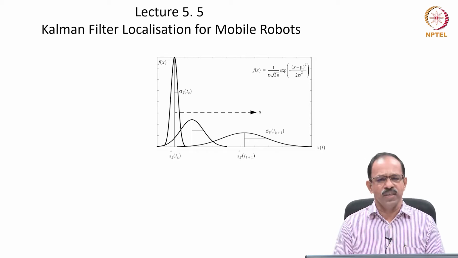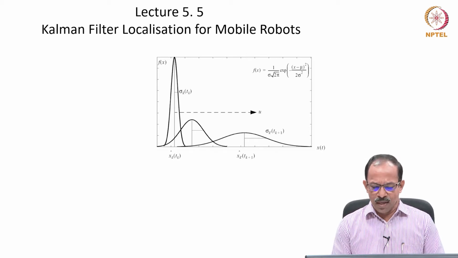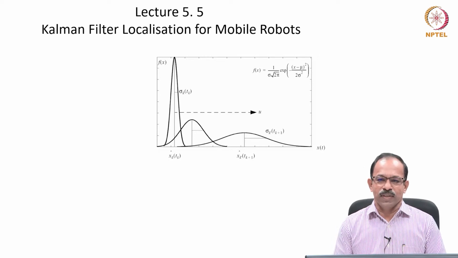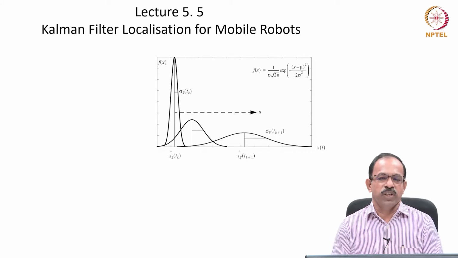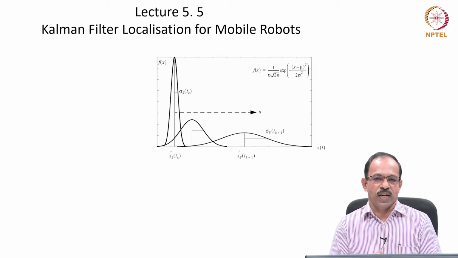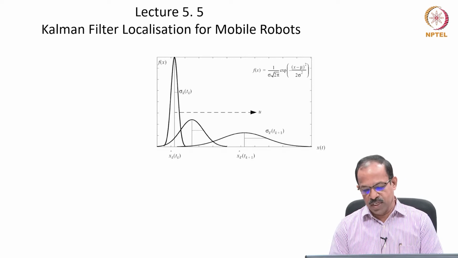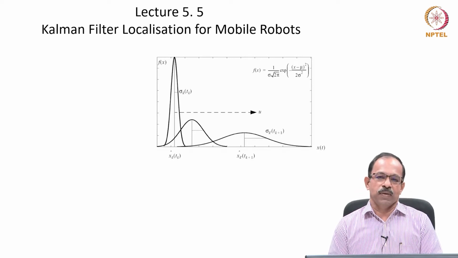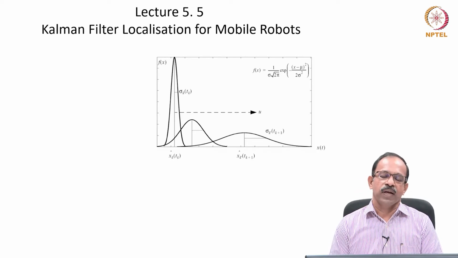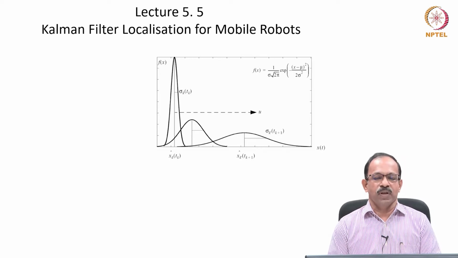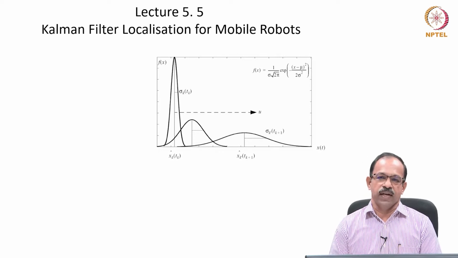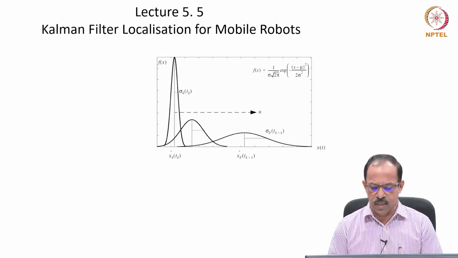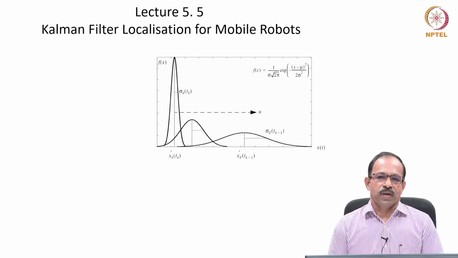The basic principle is that if you have two estimates, you can combine or fuse them using a Kalman filter and get a better estimate. The new estimate will have reduced covariance, which means the error will be much less than the two individual estimates that you had earlier. That is the basic principle of the Kalman filter.